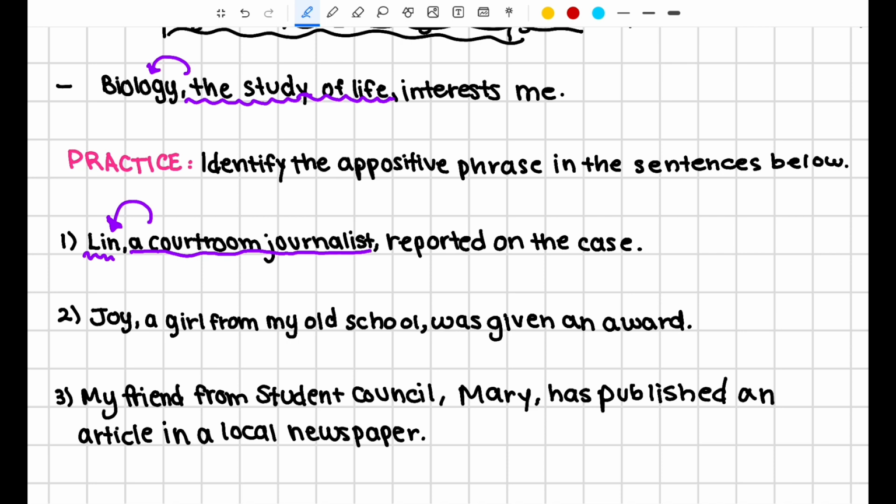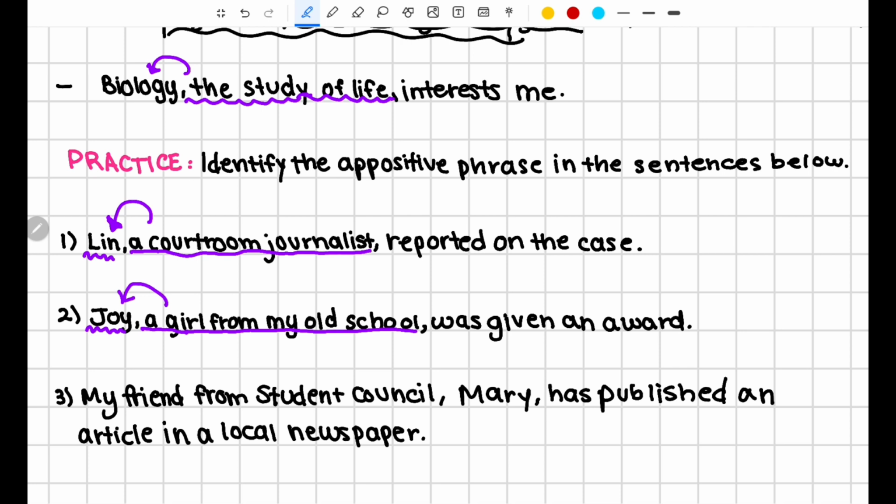Number 2. "Joy, a girl from my old school, was given an award." So we know that our main noun is Joy. The appositive would just be a girl, since it modifies the main noun. But if we talk about an entire appositive phrase, we include the modifier as well. So it'd be a girl from my old school would be the appositive phrase in this case.